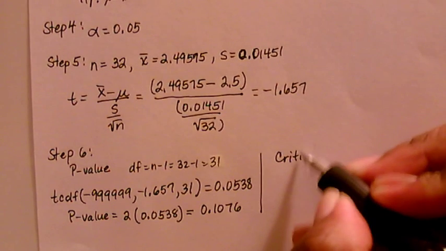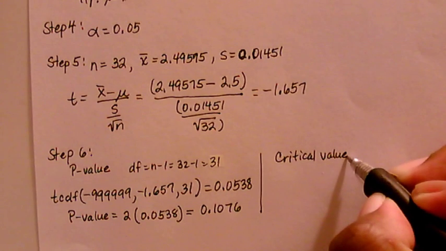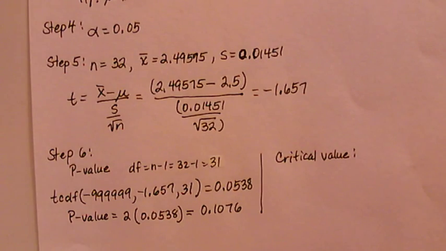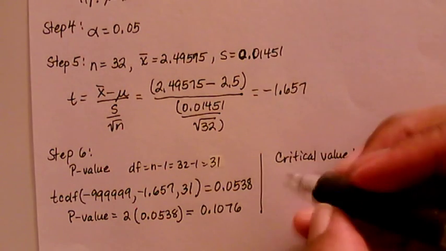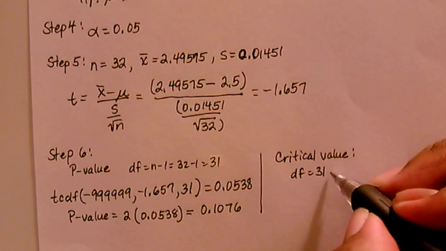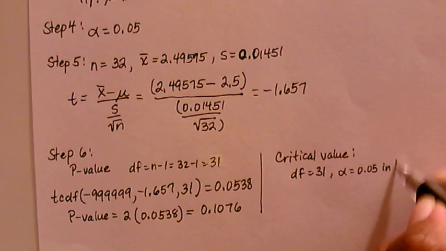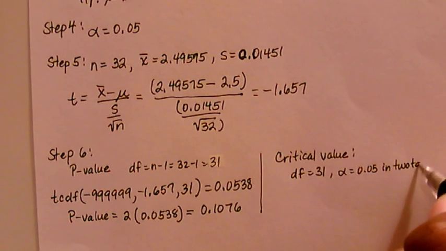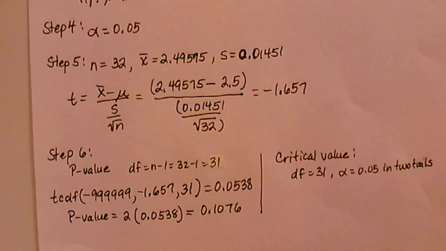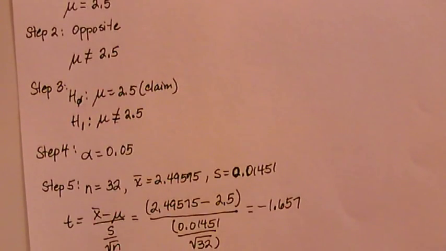Okay. Now, we also need the critical value approach. And that's when we use that t-distribution table. Okay. Now, degrees of freedom, we found that out to be 31. And your alpha level is 0.05. Now, we're using the 0.05 in two tails because not equal to tells me it's a two-tailed test.